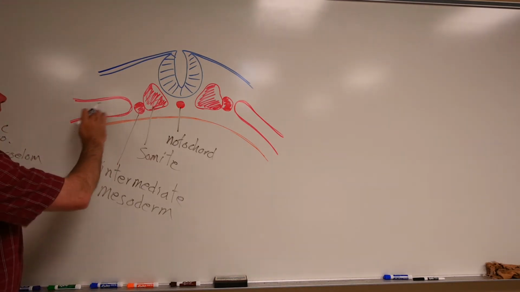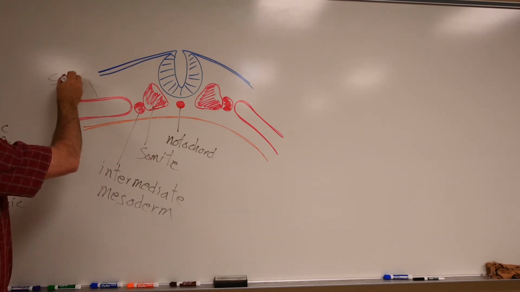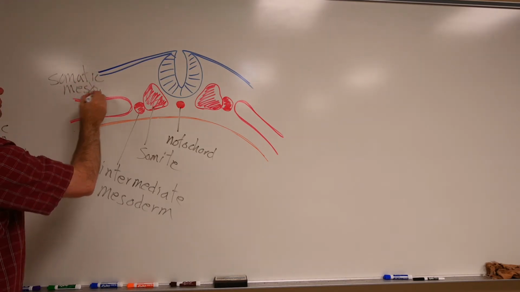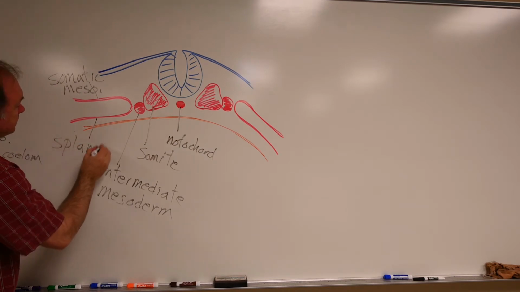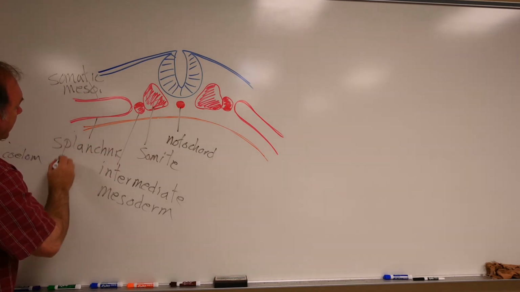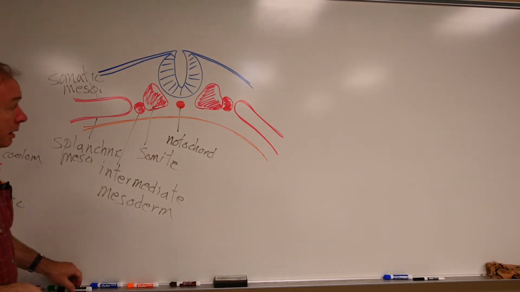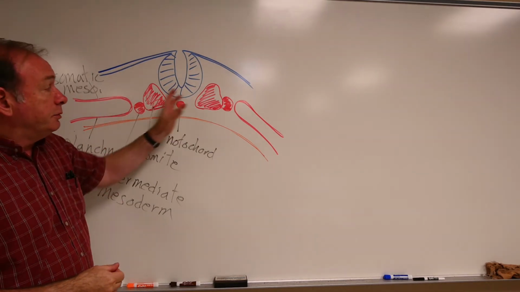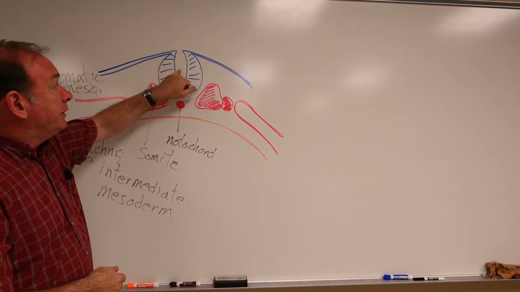Lateral to that, we have the somatic layer of mesoderm and splanchnic mesoderm. Those events, those positions are not going to change much for a while. We're going to close in the neural tube next.